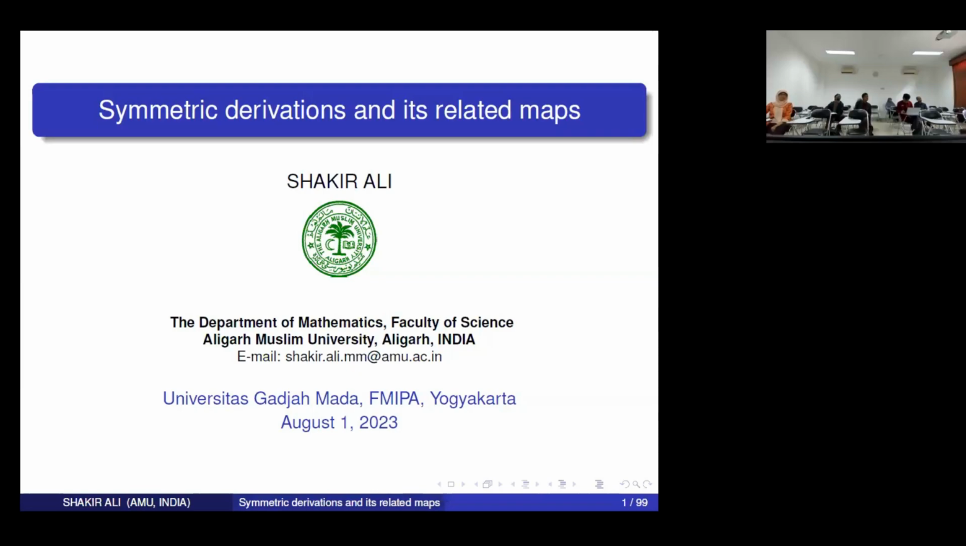In fact, derivation in rings has several kinds of observation. If you consider two types of algebra, commutative and non-commutative, then the things are not the same as the others.